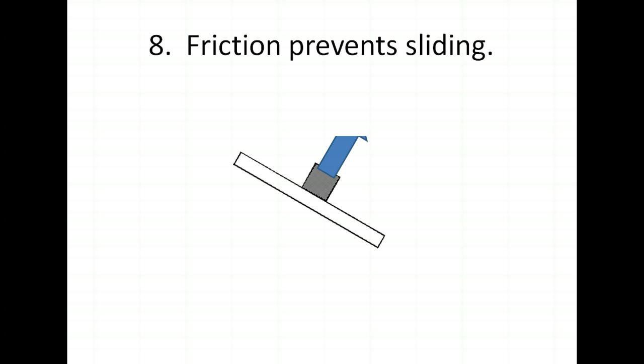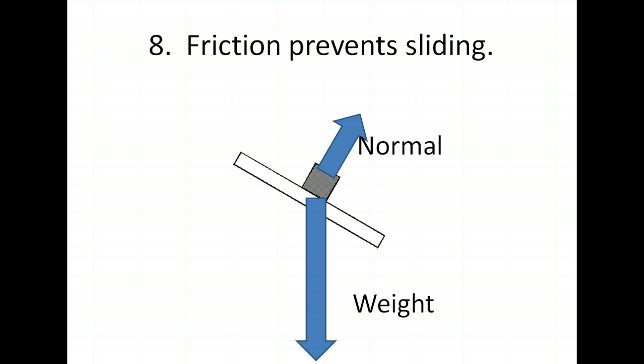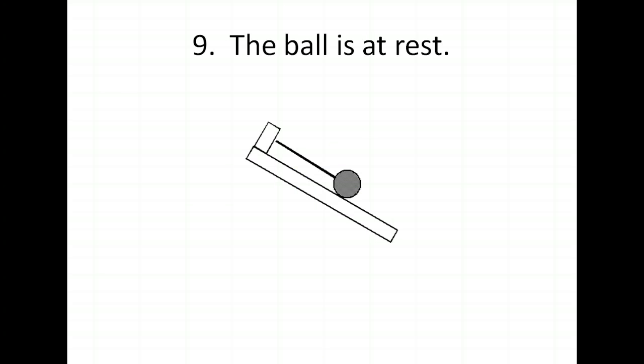Friction prevents sliding. So again here we see that normal force at the angle and our weight force going down, but in this case we have a friction force in the opposite direction of the box. So it's similar to the last one, but we are adding that friction component.